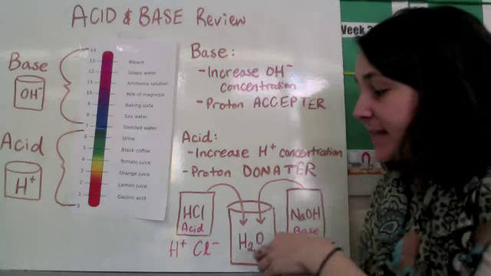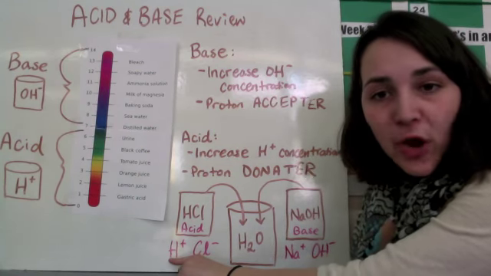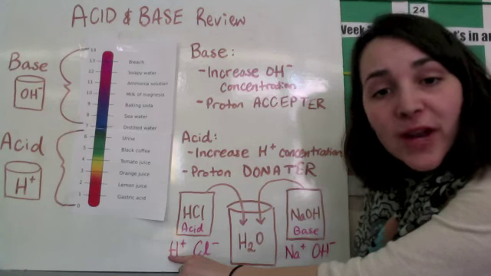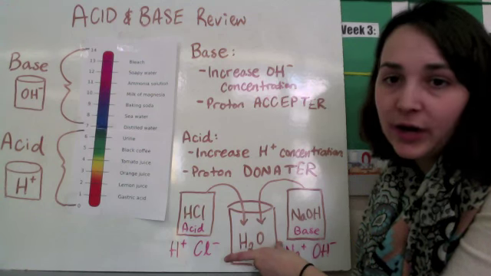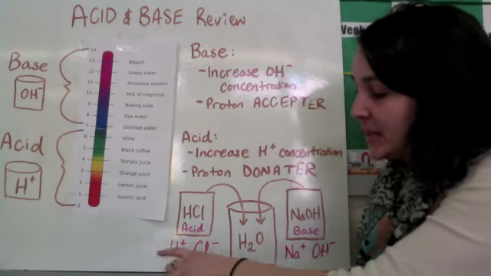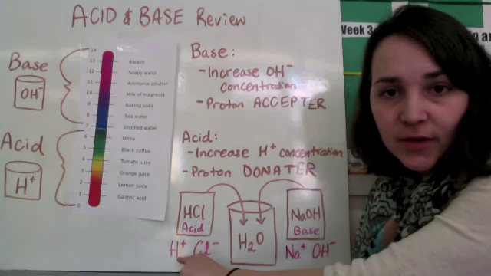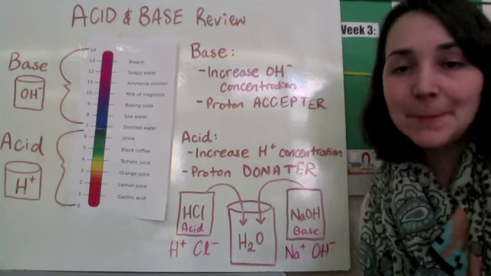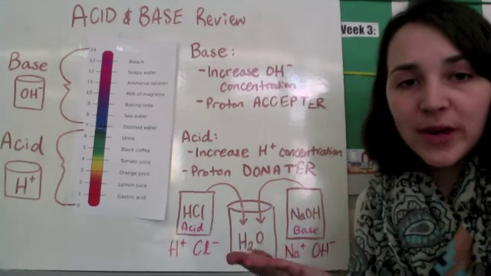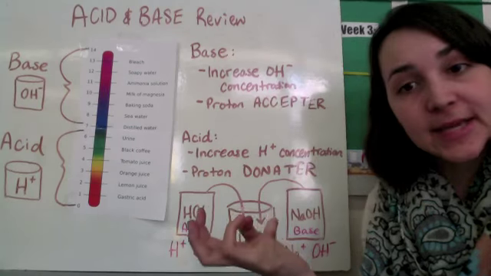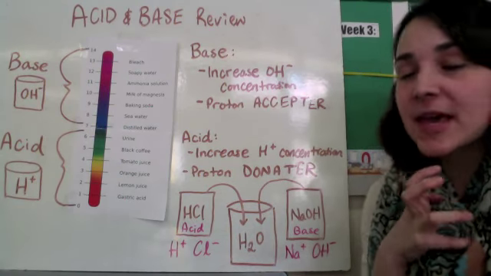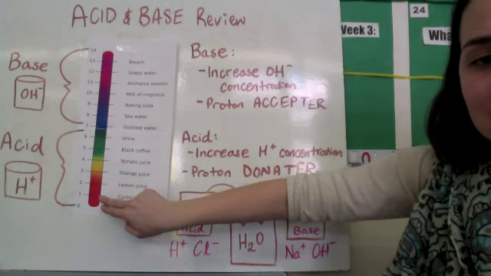That means in this case that this proton, hydrogen, would be donated from our acid to our base, which in this case could just be our water, because our water would accept that proton. All right? So we got acceptors, which are our base, donators, which are our acid. Again, we can measure how basic or acidic something is by using our scale.